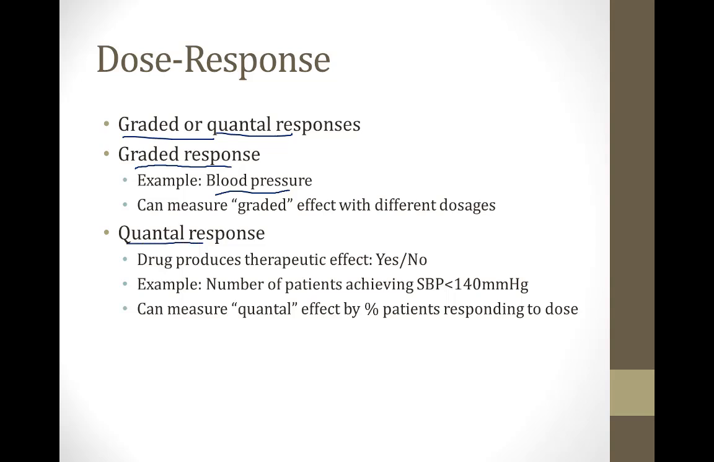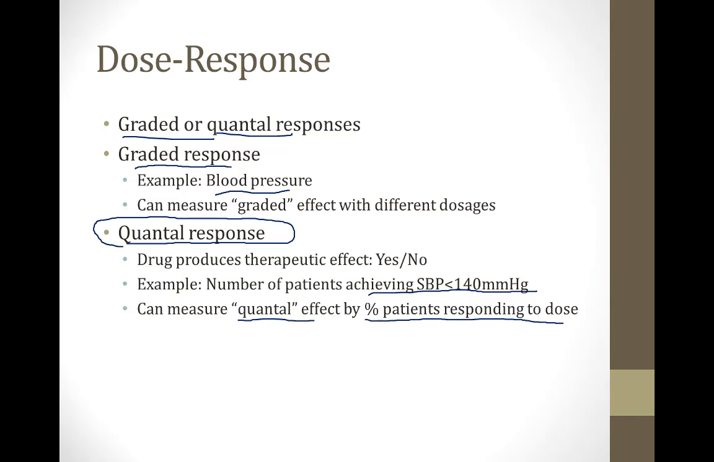A quantile response is a yes-no response. So quantile means divided into discrete units. So a quantile response is for drugs that either achieve their effect or do not. So for example, if we wanted to chart the number of patients achieving a blood pressure under 140, this is a yes-no thing. You either are or are not under 140. So we could measure the quantile effect of the drug by charting the percent of patients who achieve that dose.